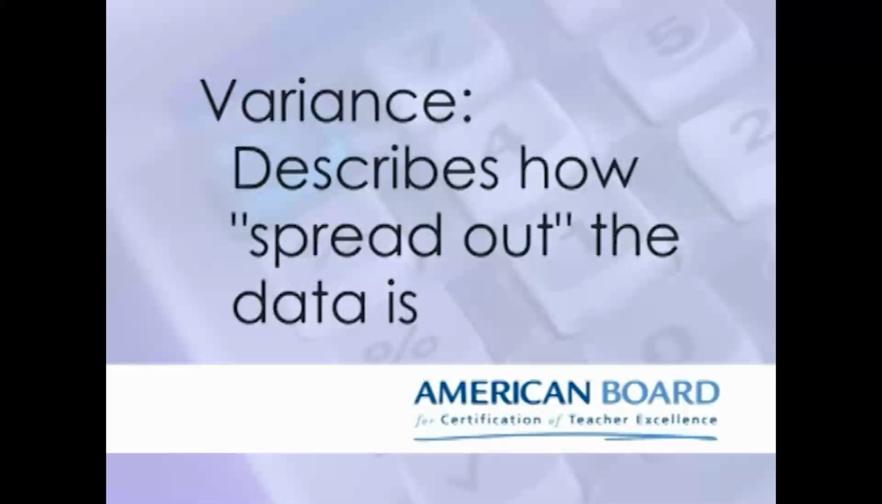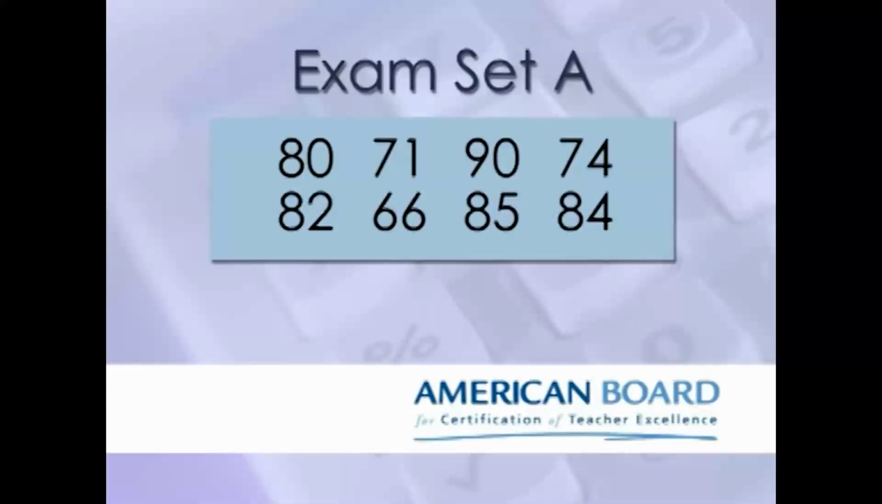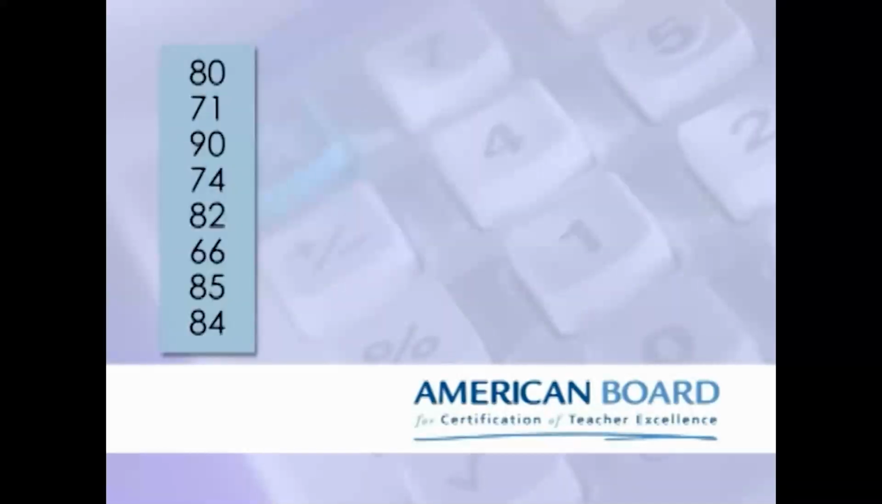Variance describes the spread or the variability of the values in a dataset, how different the data values are from one another. Let's take a look at a new dataset, a set of 8 exam scores. Take my word for it, the mean of this data is 79. To calculate the variance, we're going to take each of these values and subtract the mean. For example, the first value is 80, so 80 minus the mean of 79 is 1.